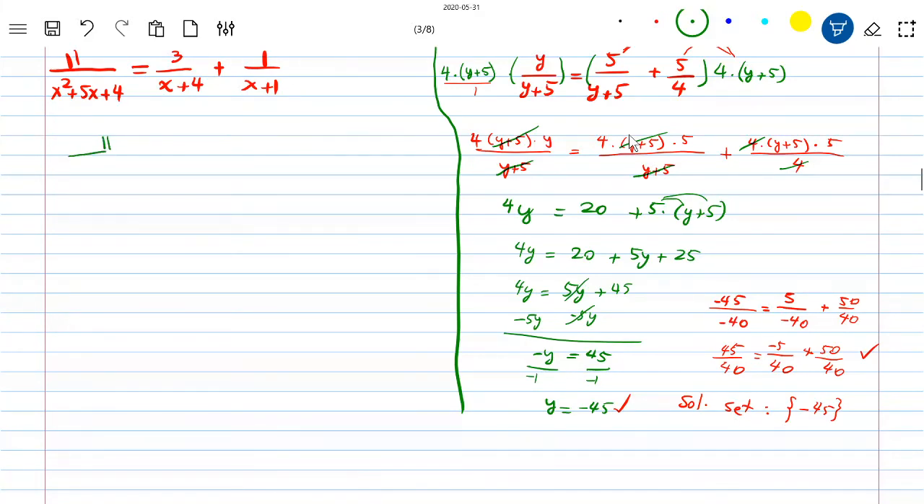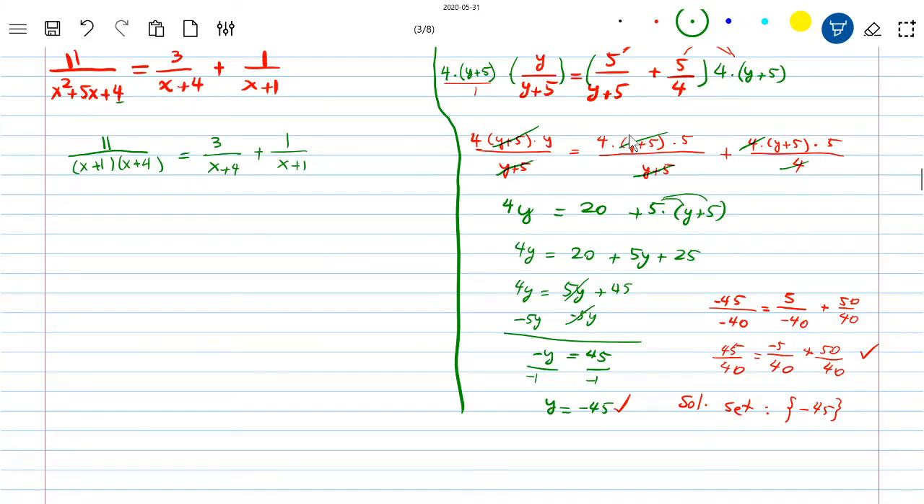You remember factoring? What terms multiply by each other gives you x squared plus 5x plus 4? X and x to give you x squared. X times x gives you x squared. What does it give you? 4, and if you add them up, you get 5. If you look at the other denominator, it's like a hint. 4 times 1 is 4, 4 and 1 becomes 5. This x squared plus 5x plus 4 could be factored into x plus 1 and x plus 4. And on the other side, you still have 3 over x plus 4 plus 1 over x plus 1.